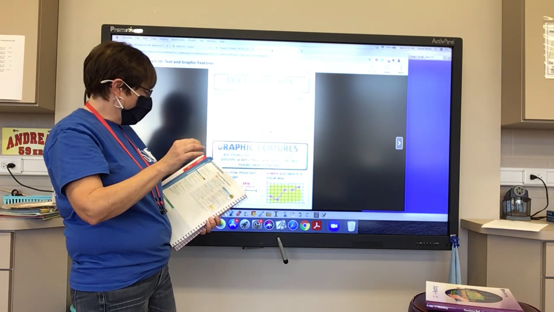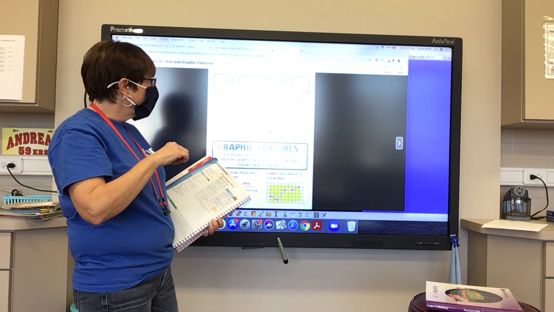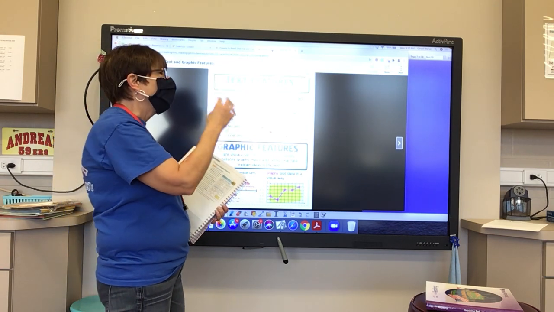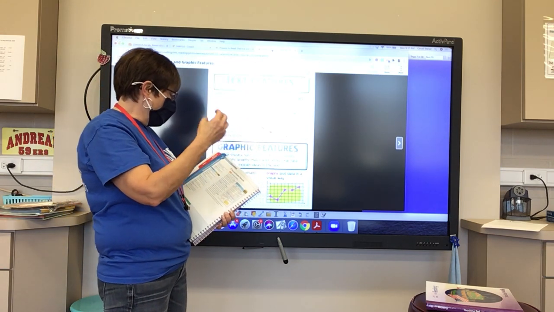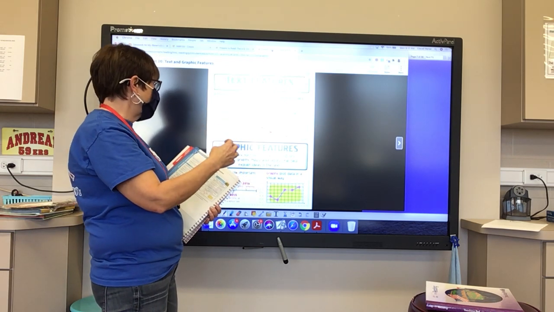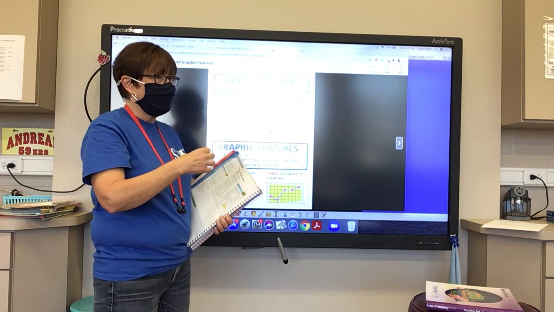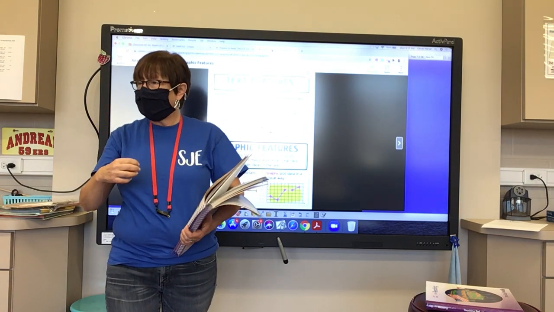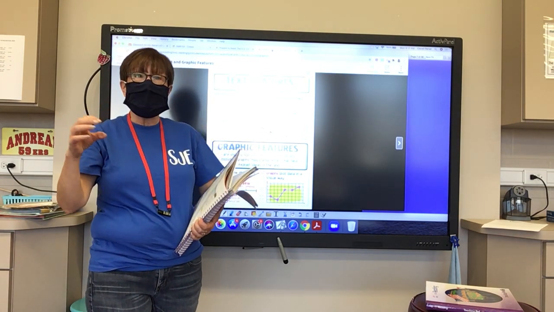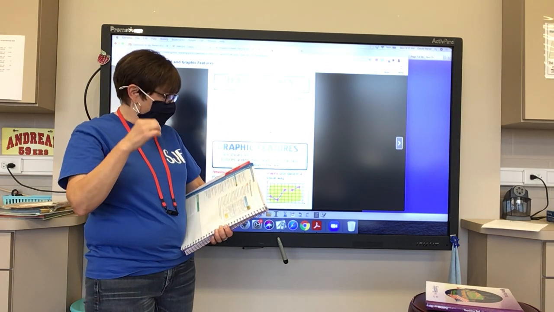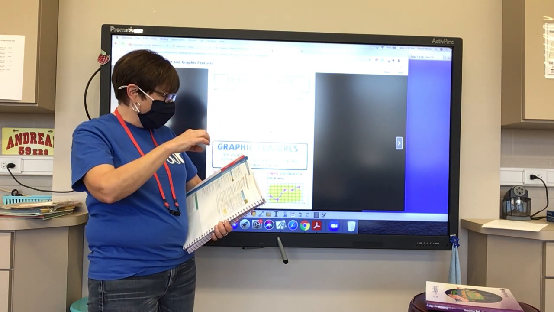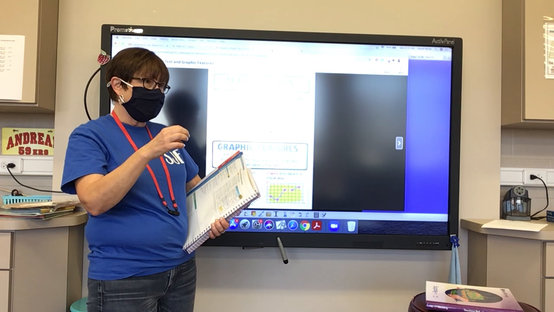Now, boys and girls, an author also might have illustrations, and they might put labels on the illustrations. Now, we've seen that before, haven't we? We've seen illustrations, and they label it. And the labels help connect the illustrations and the text.